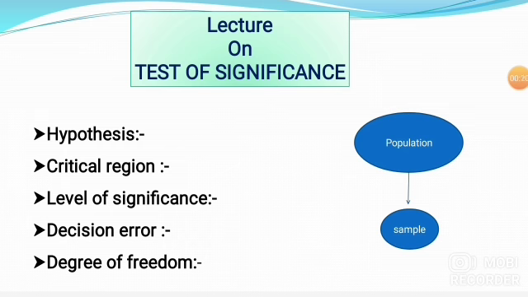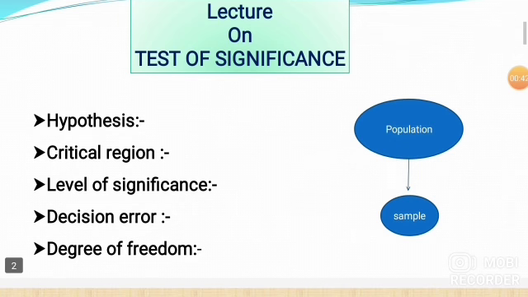Dear students, we have already discussed that statistics are of two types. First is descriptive statistics and second is inferential statistics. In inferential statistics, there are mainly two functions: theory of estimation and test of significance. In the theory of estimation, we estimate the population parameter by the statistic.